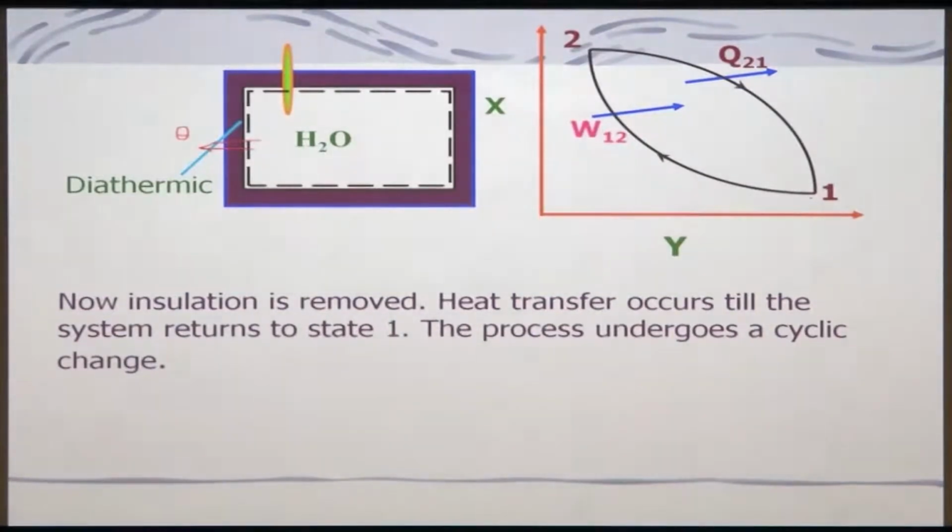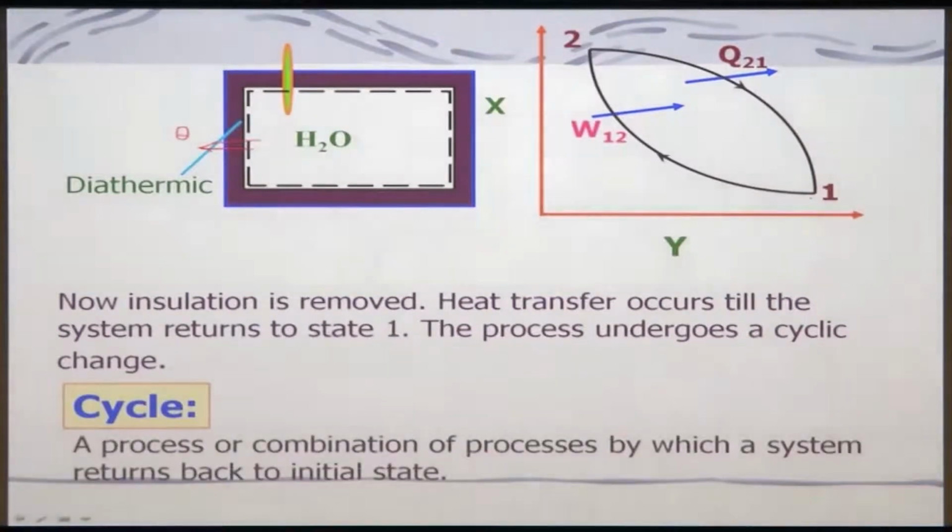And therefore, we can define a cyclic process as a process or a combination of processes. Of course, in this case we are considering only one, but there might be several processes, which we will see when we discuss practical cycles like the Otto cycle, diesel cycle or Rankine cycle, by which a system returns back to its initial state. We call it a cycle.